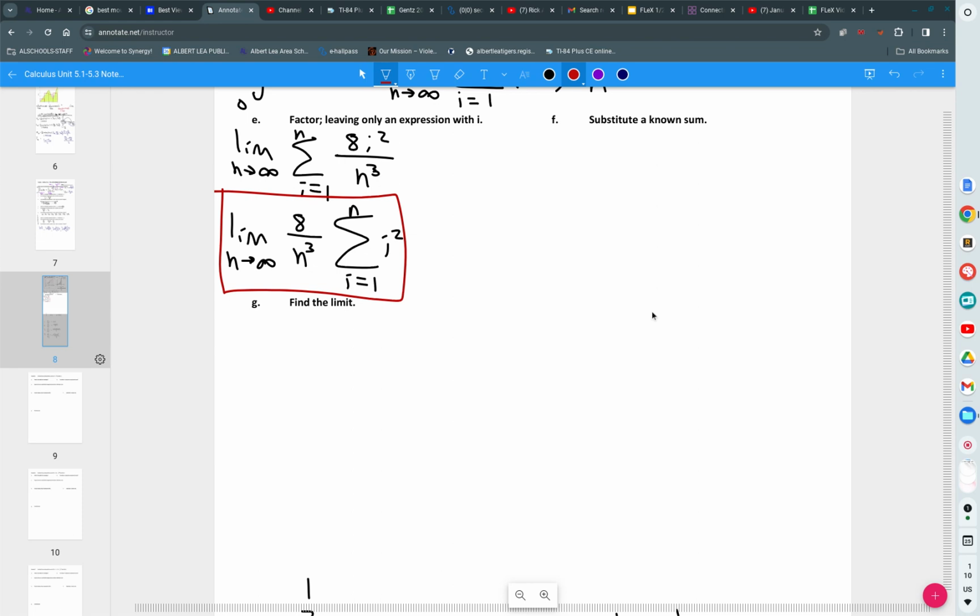So we have that piece, and what we want to do is substitute something in for that. Where it says substitute a known sum, that's what we do. We have the limit as n goes to infinity of 8 over n cubed times, and what do we put in place of the sum from i equals 1 to n of i squared? That one formula. Good. n times n plus 1 times 2n plus 1 all over 6.